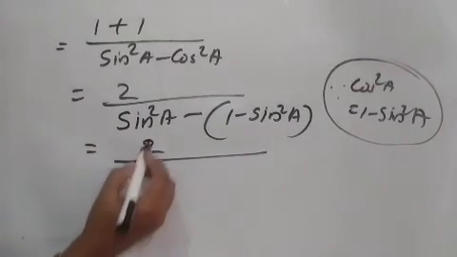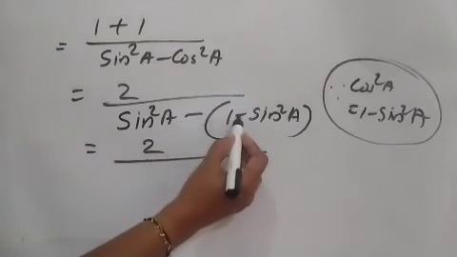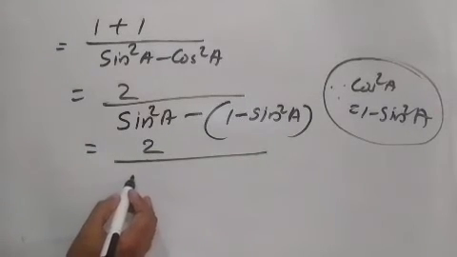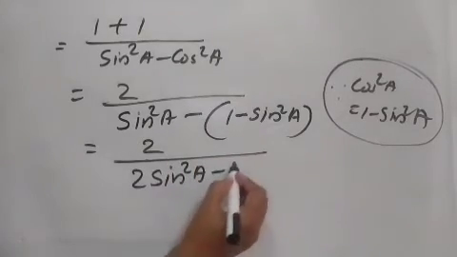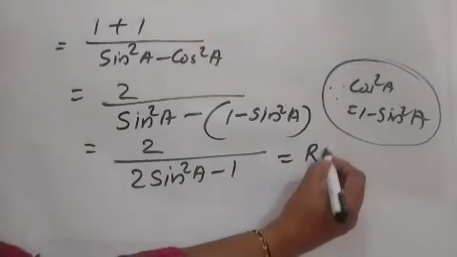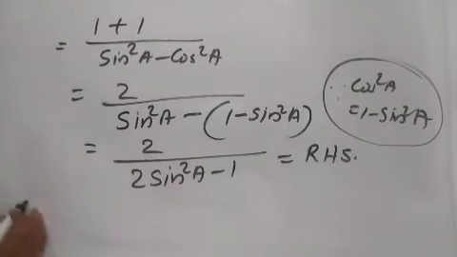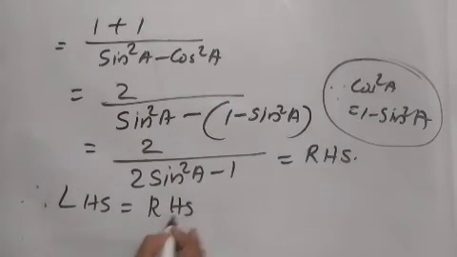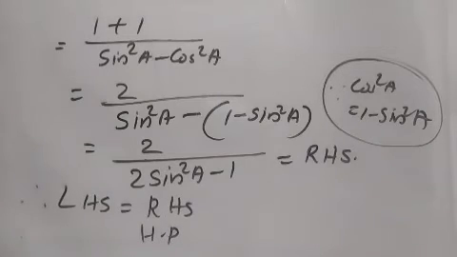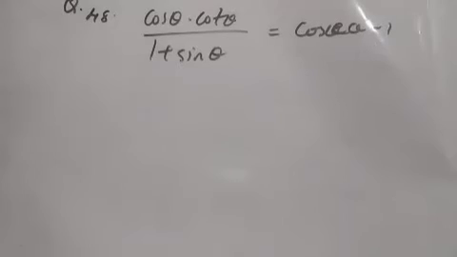2 divided by sin square A minus of minus sin square A plus sin square A. That is 2 sin square A, and minus of 1 is minus 1. That is the RHS. Therefore, we get LHS equal to RHS. Hence, we proved. Understood? Next is question 48.